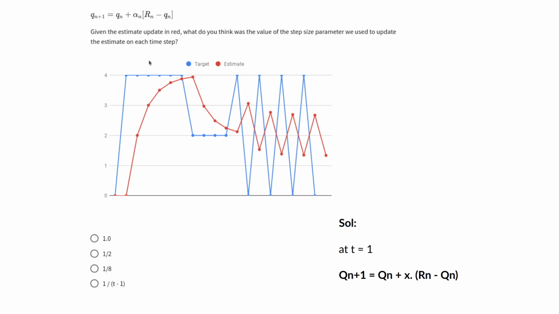Now it is asking, what is it asking? Given the estimate and rate, what do you think is the value of the step size? It is asking what is alpha n. This we have to calculate. Someone can think about it and just say, and otherwise I'll say why it is. So based on this equation only.